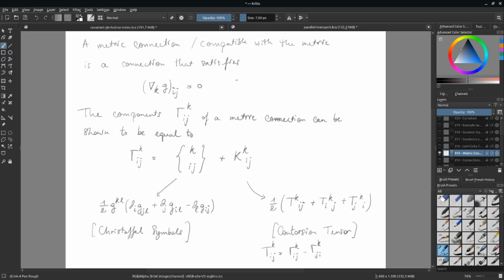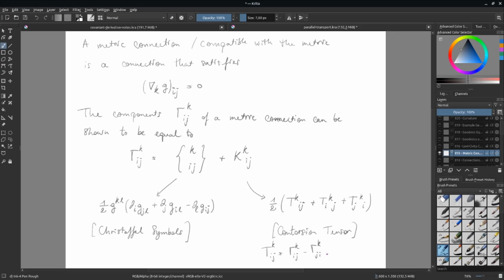We can then show that the components of the metric connection, the connection coefficients, are equal to this expression. On the left we have something called the Christoffel symbol. It's this expression that depends only on the metric: it's 1/2 g^kl, the inverse of the metric, times partial derivatives of the metric, plus a term called the contortion tensor, K. I don't really have time to give an intuition about what it means, but it's an expression that depends on the torsion tensor, and the torsion tensor is simply Gamma^k_ij minus Gamma^k_ji.